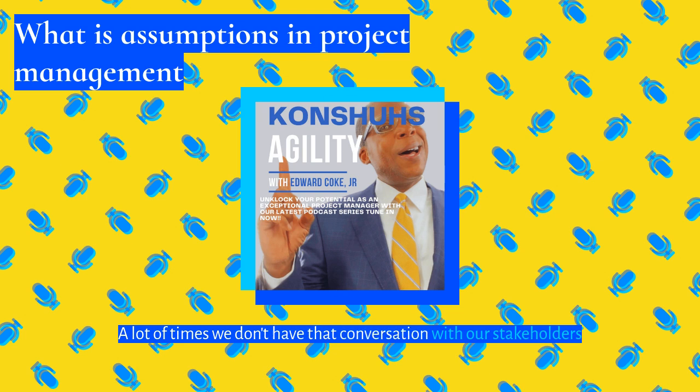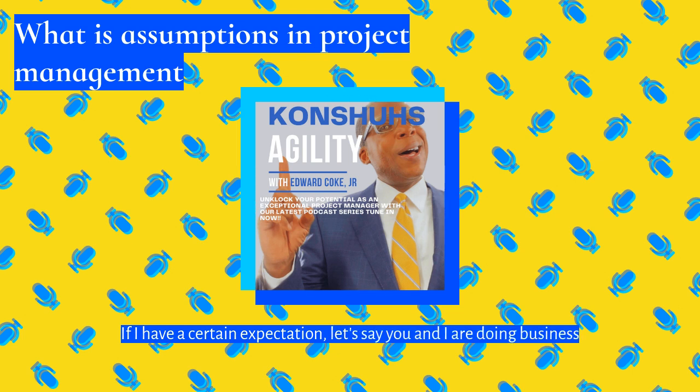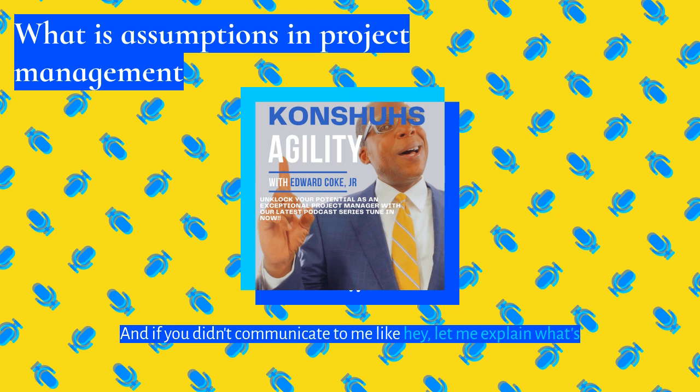A lot of times we don't have that conversation with our stakeholders. Like, what are you expecting to get out of this? Because a lot of times, as I've stated before, frustration comes from expectation. Let's say you and I are doing business together, and I have the expectation that I plan to receive my fee at the end of the month, and the end of the month comes, and I don't receive my fee, and the next month comes. The point is that I would have been frustrated because I had a certain expectation. And if you didn't communicate to me, hey, let me explain what's going on, then that frustration continues to rise.